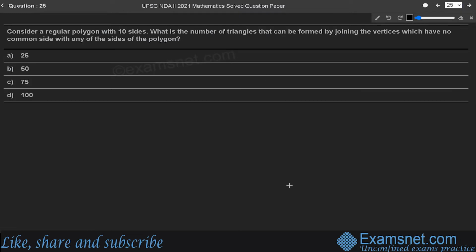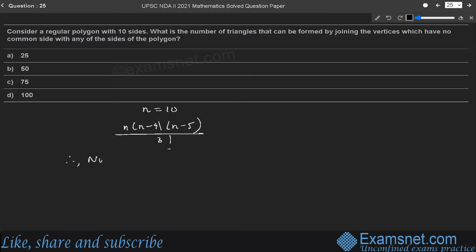Next question is, consider a regular polygon with 10 sides. What is the number of triangles that can be formed by joining the vertices which have no common side with any of the sides of the polygon? See, a polygon is given and given number of sides is n, which is 10 sides. So n is equal to 10. Now we know that number of triangles which have no common side with any of the sides of the polygon is given by n into n minus 4 into n minus 5 upon 3 factorial.